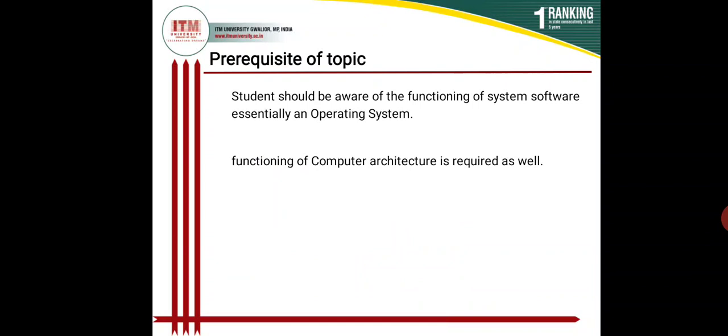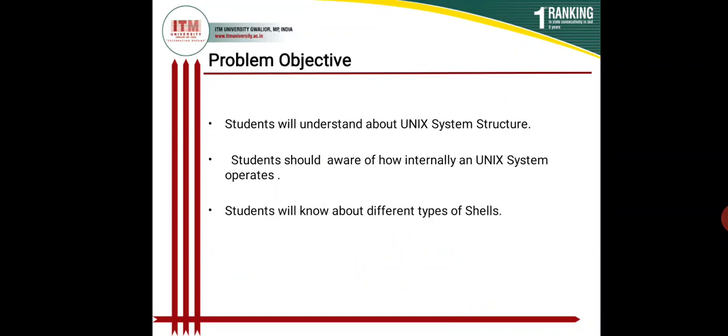Now, what is the objective of today's lecture? The first thing is that you must be aware of the Unix operating system structure. That means how the Unix operating system works, and how the functionalities of each layer are performed. The second thing is that you will know about the internal architecture of the Unix operating system.